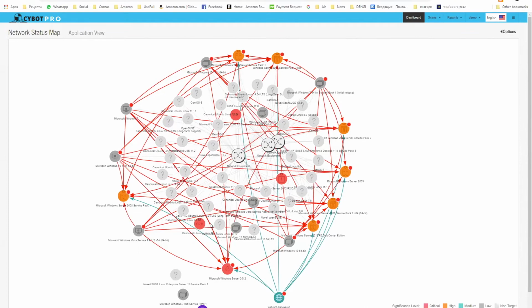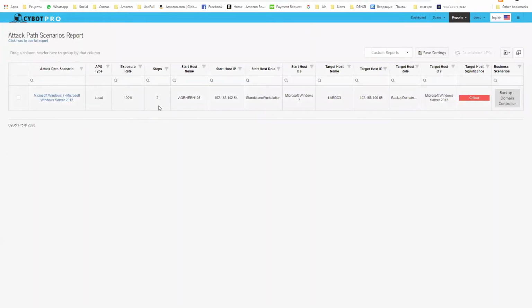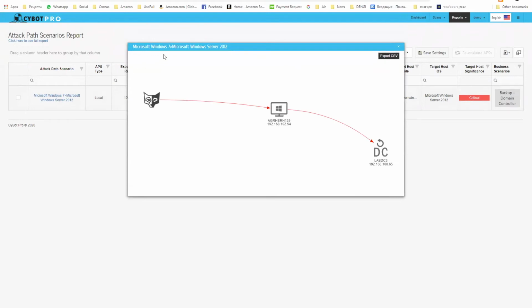Now, let's click on one of the red lines. We will see the starting host name, starting host IP, starting host role, target IP, and target host role. That is very important. We also see the target host OS. On the left side we can click on the attack path scenario name, and we can see the exact scenario visualization and how it was actually built. We can see that the attack started from some PC in the network, and the target is the backup DC of the company.